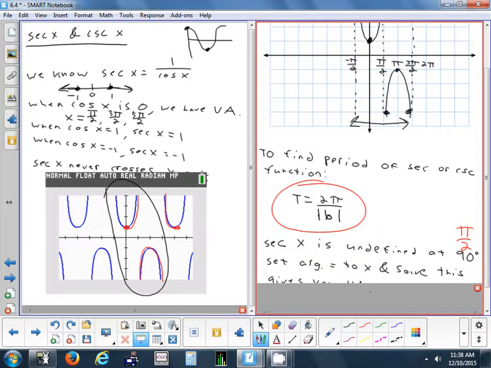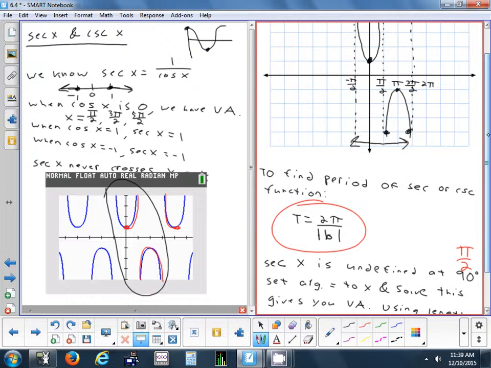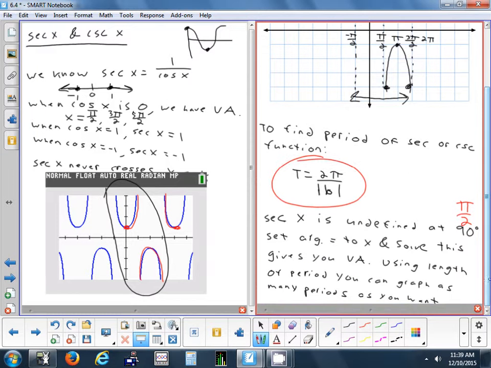So we're going to use the same reasoning we did with tangent. Set your argument equal to pi over 2. Solve it. And that'll give you one vertical asymptote. And then using the period, add or subtract the period as many times as you need to find more asymptotes. Generally, you need 3. If you want to sketch one section, you need the left, the middle, and the right asymptote. Okay, but any three asymptotes are enough to sketch one period.